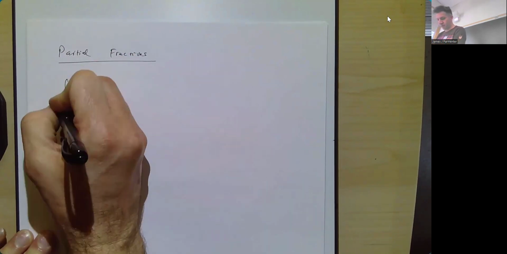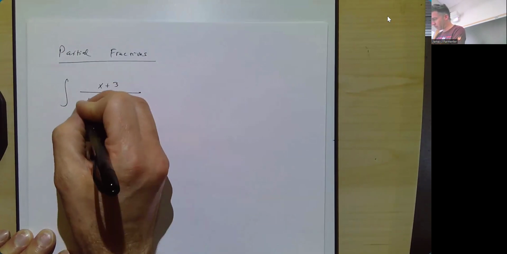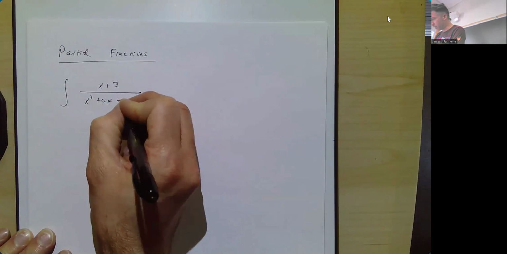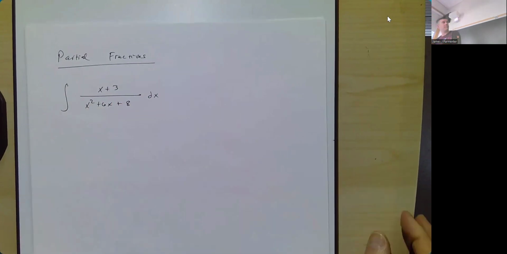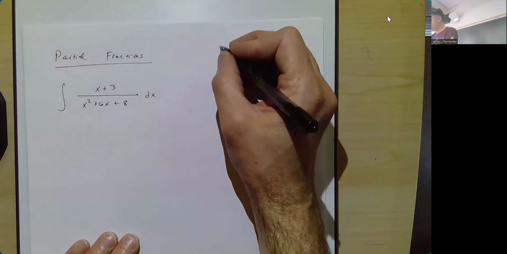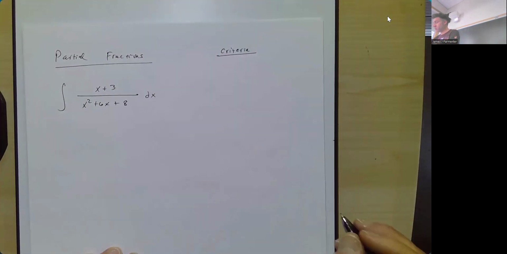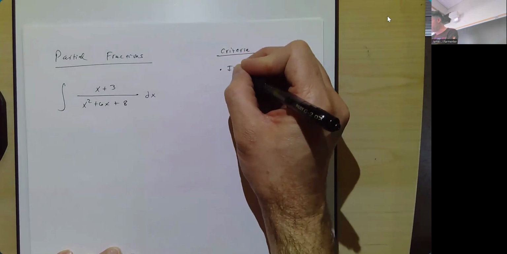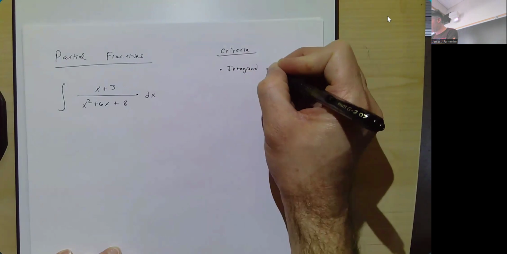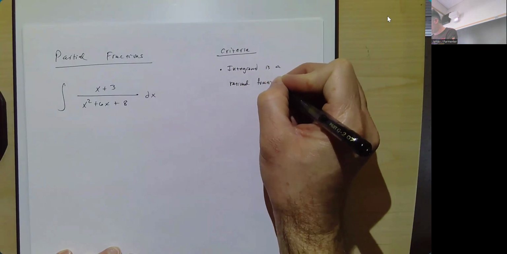So here's my first example. It's going to be x plus 3 over x squared plus 6x plus 8. I will point out that this integral meets all of the criteria to use partial fractions. The criteria being, you have to be integrating a rational function. The integrand, which is just the thing we're integrating, is a rational function, meaning a polynomial divided by another polynomial.